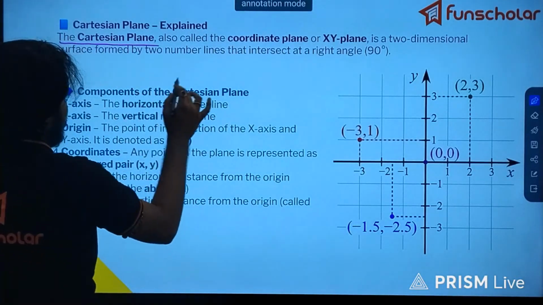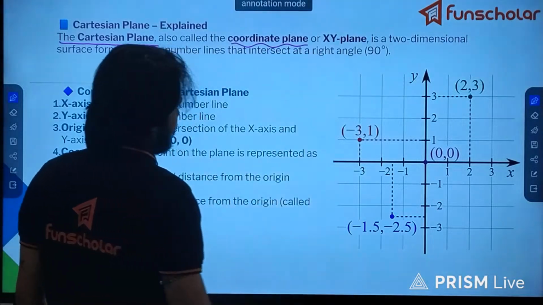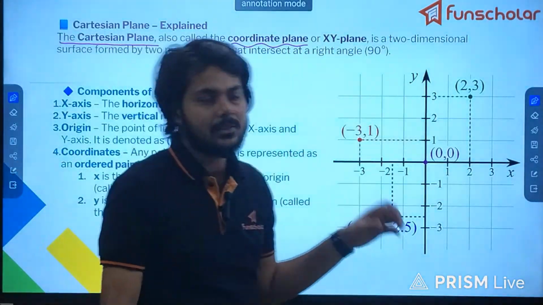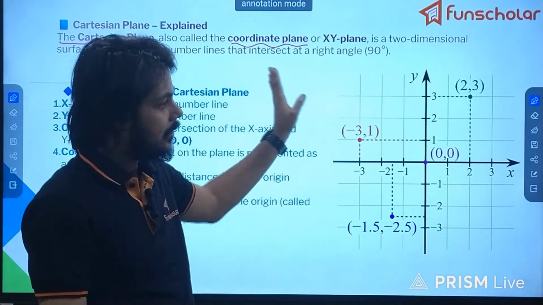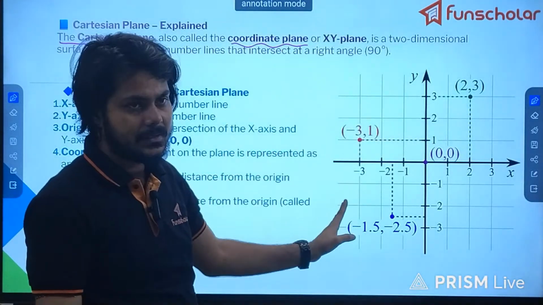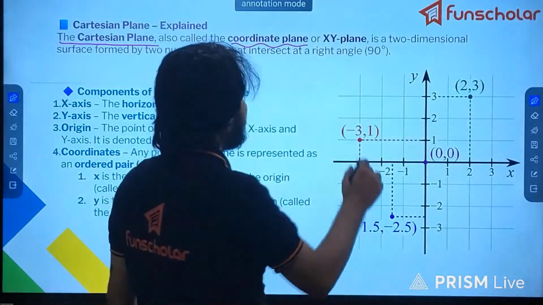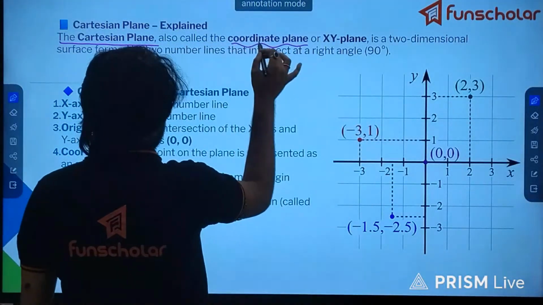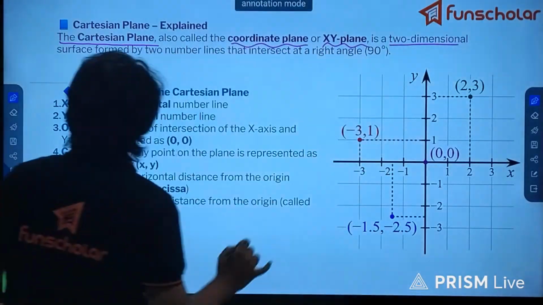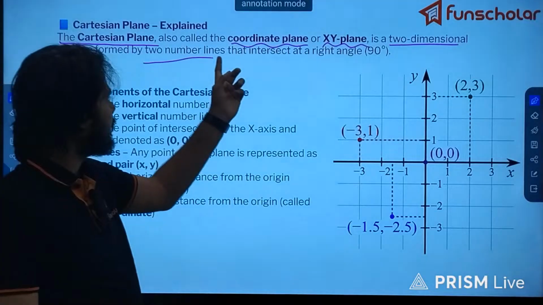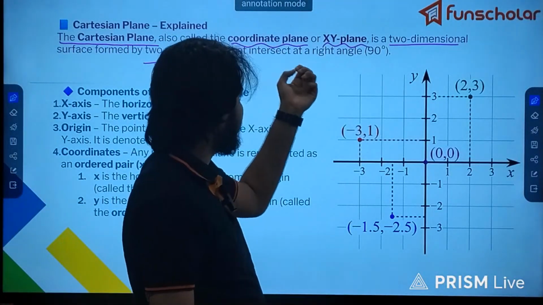The Cartesian plane, also called the coordinate plane. I think this slide was covered. Still, just revise it as I am reading. You also go through this slide and revise it, memorize it. Cartesian plane, also called the coordinate plane or xy plane, is a two-dimensional surface formed by two number lines that intersect at a right angle.